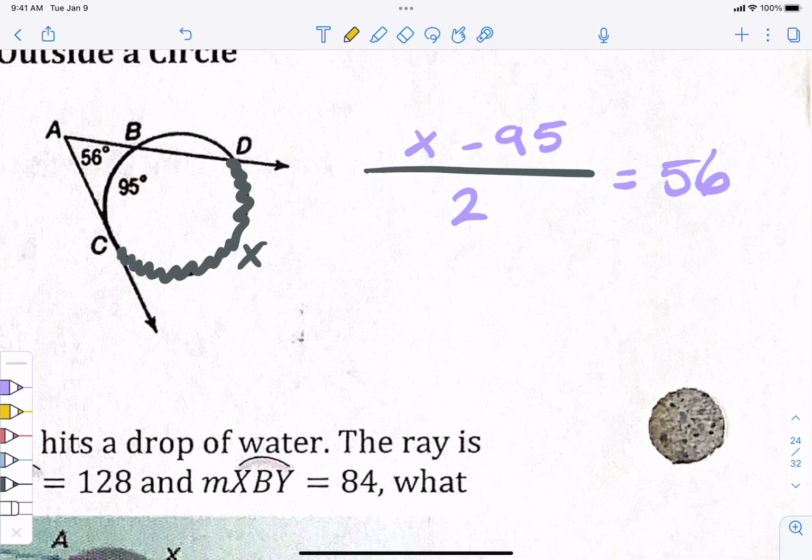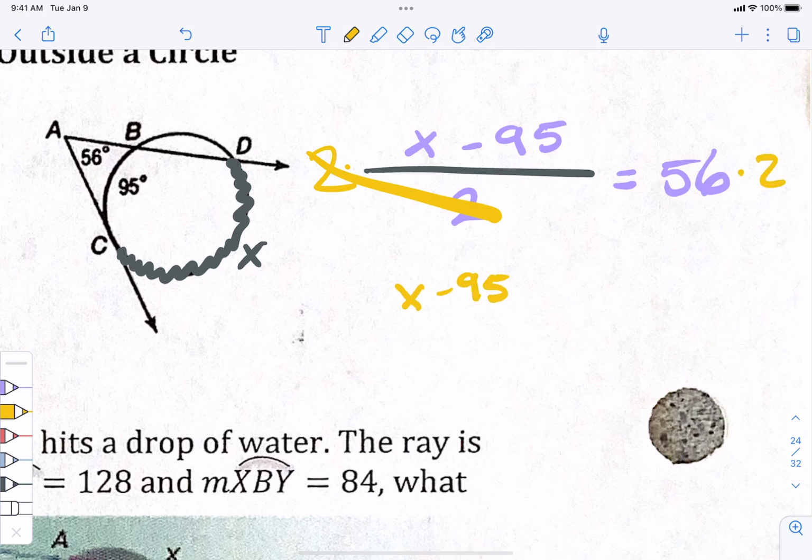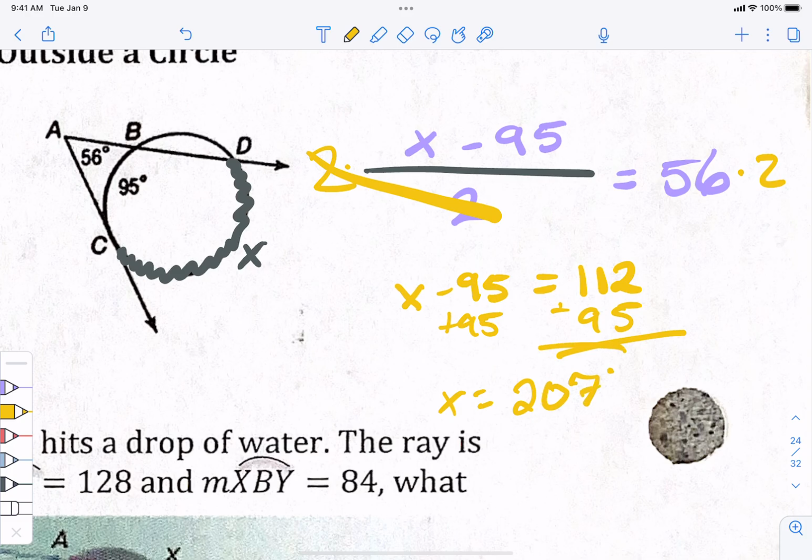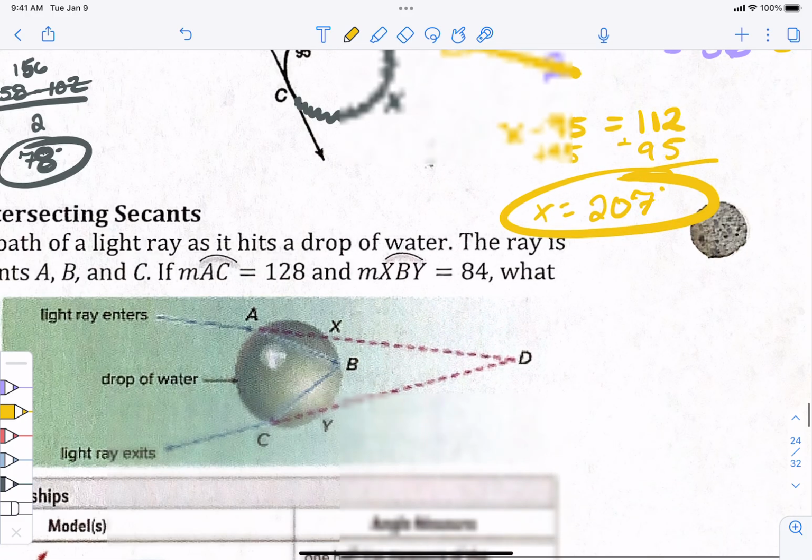Now we have to work this one backwards. So multiply by 2, so that makes it go away, times 2 times 2. So x minus 95 is equal to 112, I think. And then add the 95. And x equals 207 degrees. Yep, very nice. Okay? All right, last one, story problem.